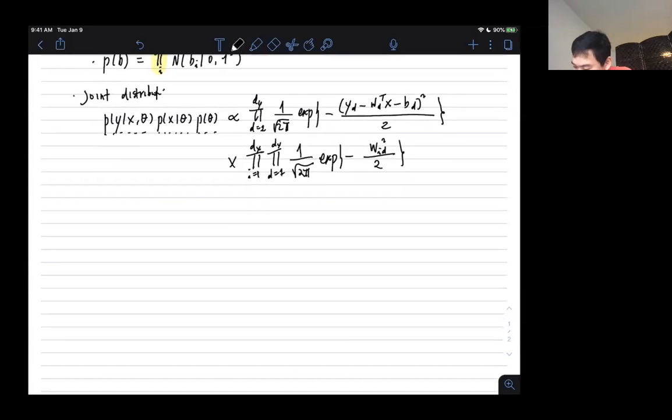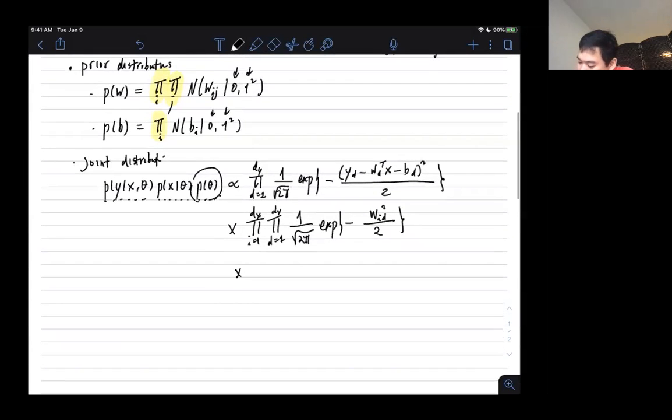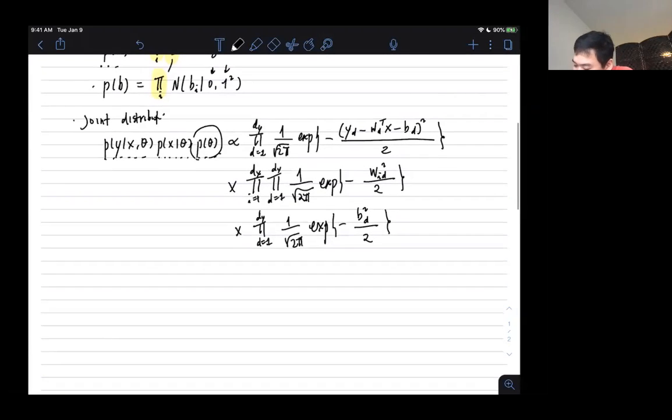So we are looking at the p of theta first. That was for the p of w. We need the p of b as well. And that one is pretty simple: d going from 1 to dy, and then 1 over square root of 2 pi exponential of minus bd squared over 2, because for the bias we only have a vector. The number of elements in this vector corresponds to the dimensionality of the output y. Now we need to look at p of x given theta.